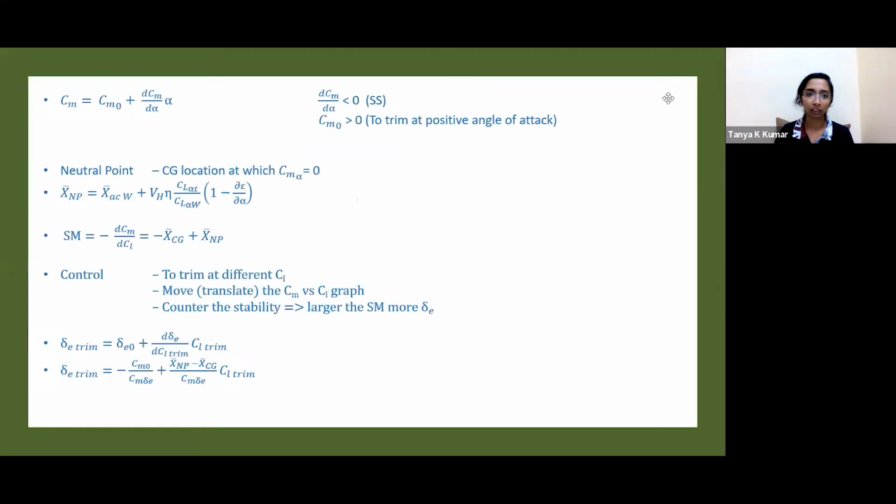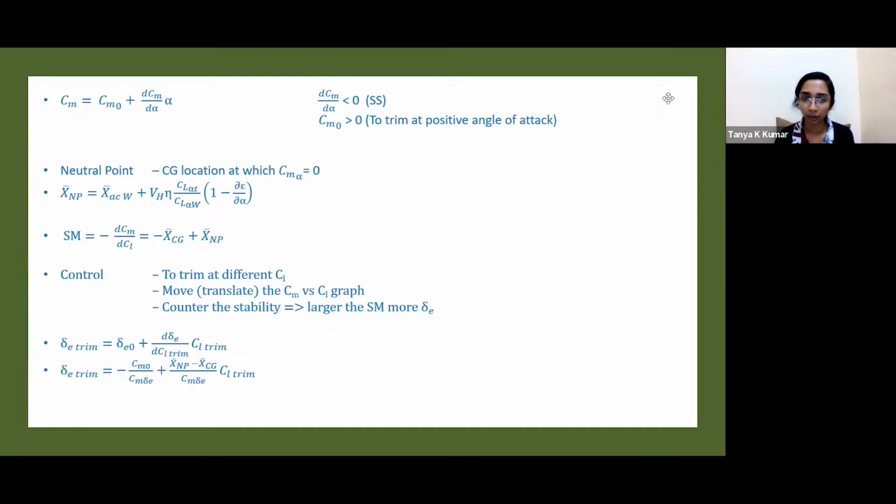So these are the concepts that we were revising from the beginning of this course. Cm naught, Cm, that is the pitching moment coefficient, has a constant term and a slope. The slope dCm by d alpha is what contributes towards stability, and is an indication of stability. If dCm by d alpha is less than 0, so if it's a negative value, it's statically longitudinally stable. And we need to ensure Cm naught is positive to trim at a positive angle of attack.